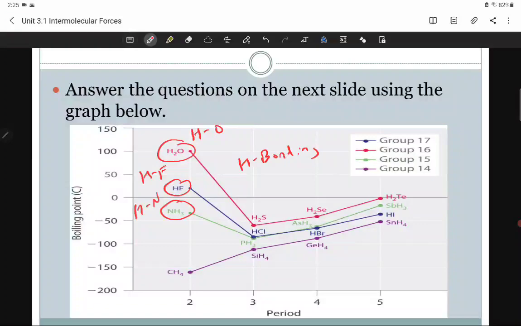So these three are going in that direction because the number of electrons keeps changing and the amount of LD forces keeps changing. They all have dipole because they are bent molecules, but the LD forces change as the number of electrons changes. And then we get to the exception part, and the reason the exception occurs is because these also have a special dipole called hydrogen bonding.